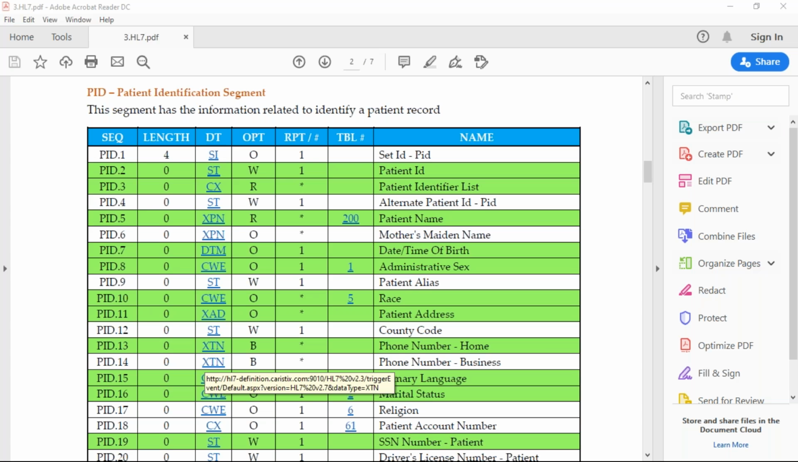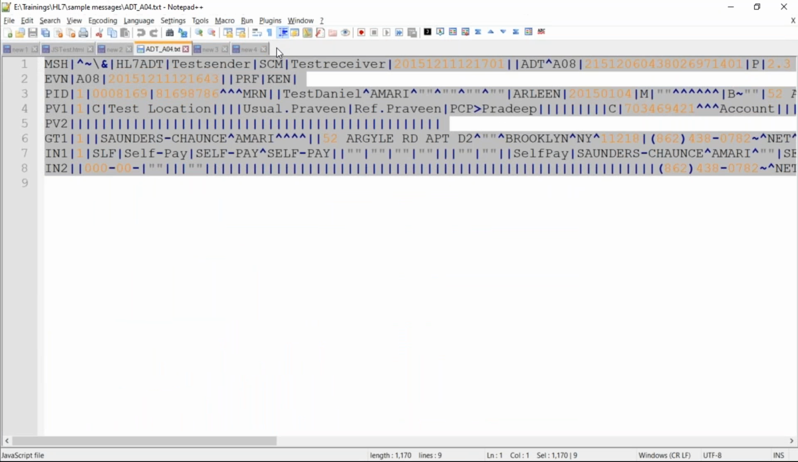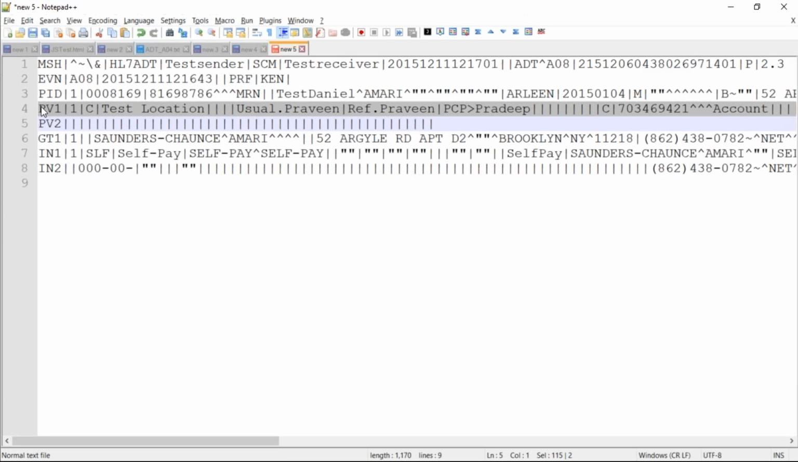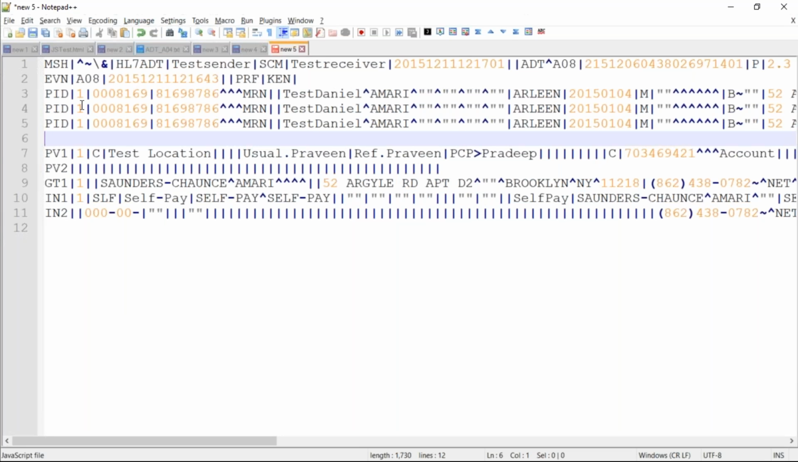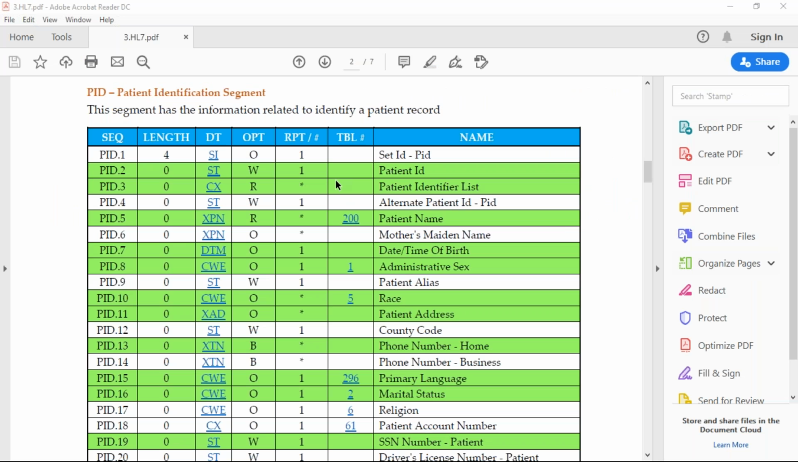But in case there is any segment which is repeating in the HL7 message, then the first field of that particular segment will indicate the sequence number. So let me show it with an example. Let us say, for example, this is an HL7 message, and in this message there are more than one PID segment. In a scenario of this kind, this PID1 field will indicate the set ID of these PID segments one by one. In that way, set ID will always act as a sequence number, not only with the PID segment, but also for other segments where we do have set IDs. There are only a few segments which don't have a set ID, but for all the segments, wherever the set ID is present, it usually represents the sequence number.